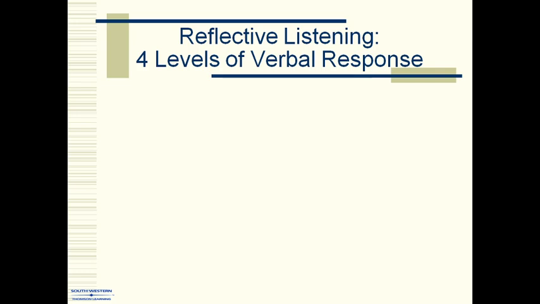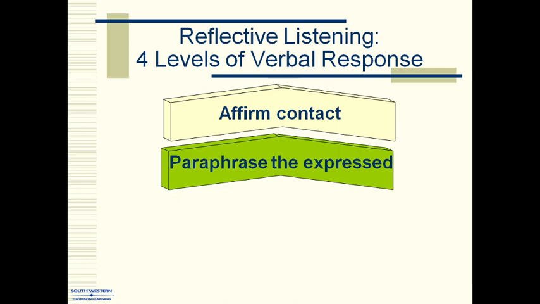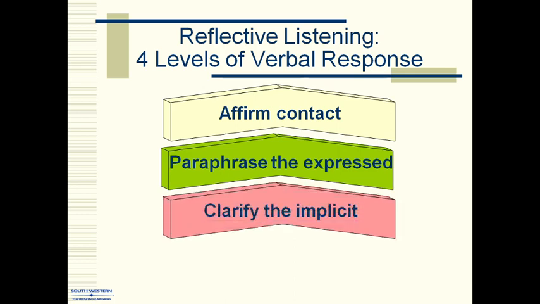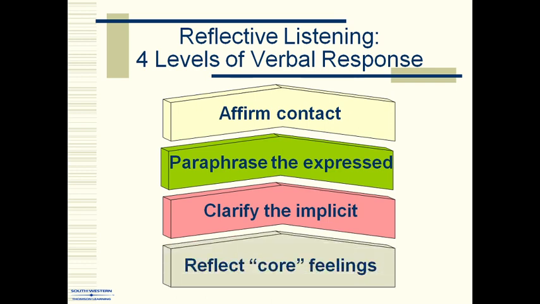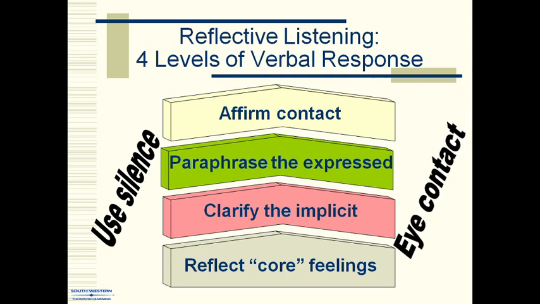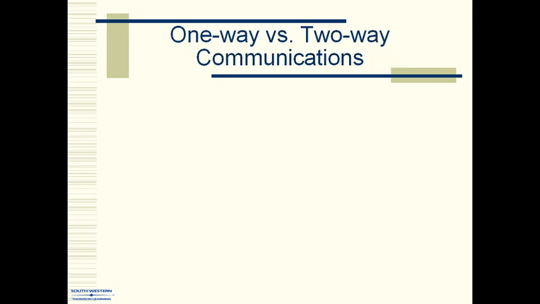And you can see there are 4 levels of verbal responses. One is affirm contact, second is paraphrase the expressed, third is clarify the implicit, and fourth is reflect the core feelings. So what is this affirm contact, paraphrase the expressed, or clarify the implicit?